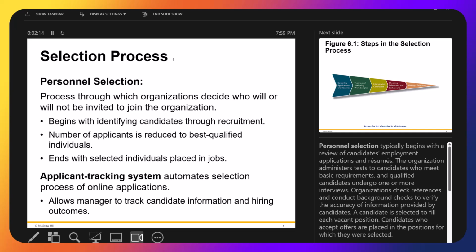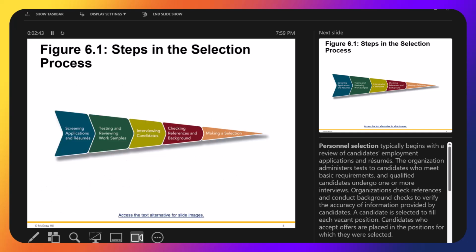An applicant tracking system automates the selection process of online applications. It allows managers to track candidate information and hiring outcomes. When you're recruiting people and they become candidates and applicants and get hired, you want to keep up with your data for all types of reasons: who you hire, when you hire, what you get, what the outcome is, what the attrition rate is. Who started the process, who's making it through, did you see any trends?